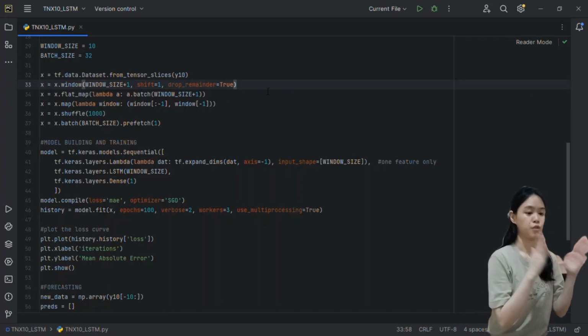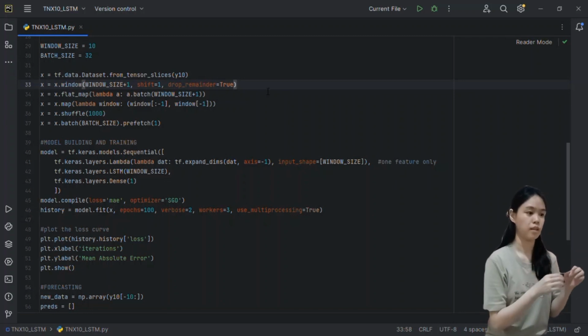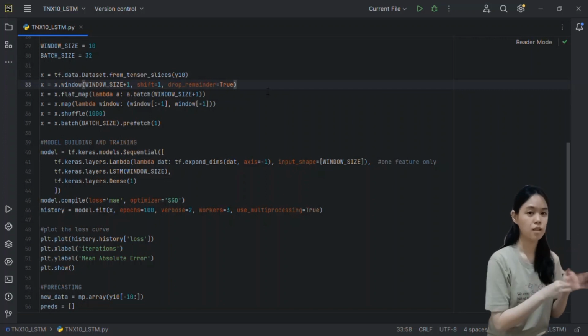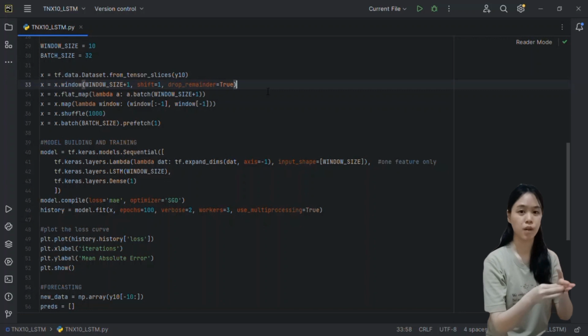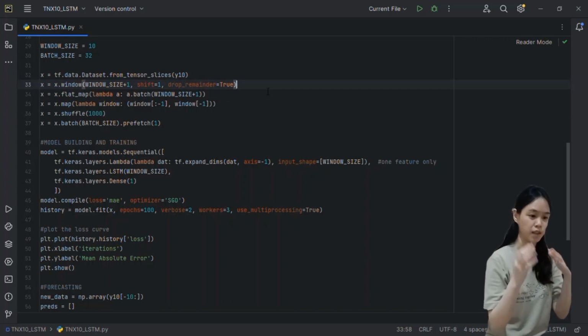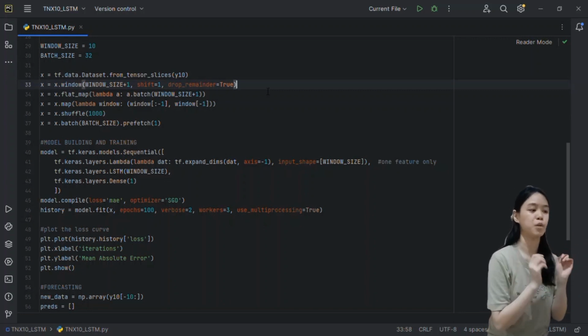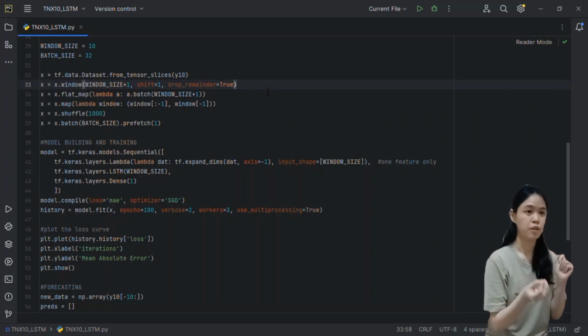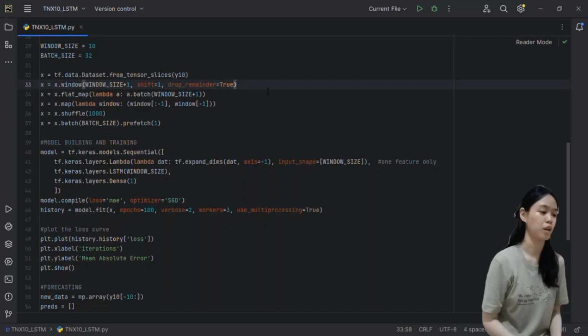And then we shift our window so that the input would be the second to the 11th value, and the output is the 12th value. And we shift our window again so that the input would be from the third value to the 12th value, and the output would be the 13th value, and so on.